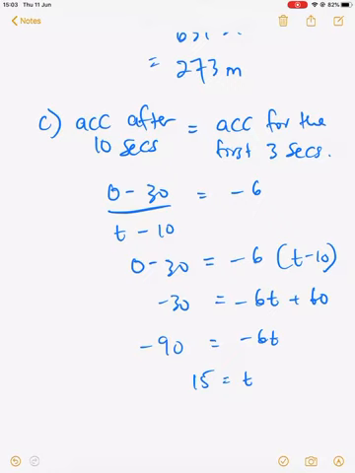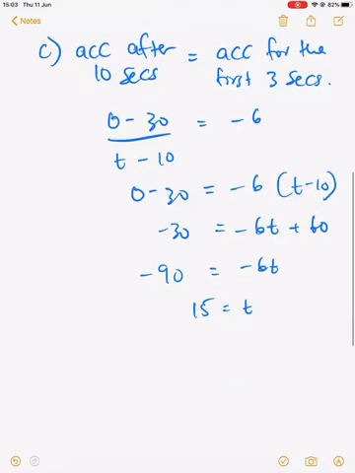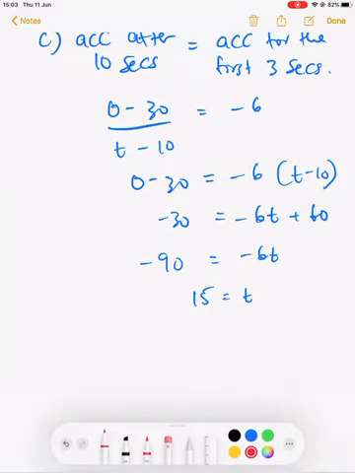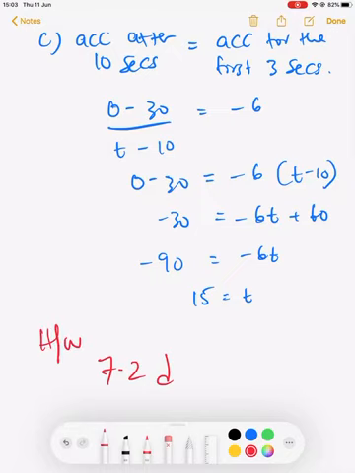Okay, so that's all. We are done with the problem solving. Do lots of exercises. Your homework is self practice 7.2D, questions 2 and 3. Let me write it down here. 7.2D, homework questions 2 and 3.